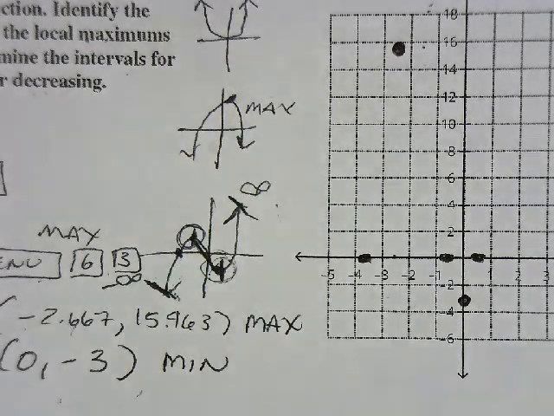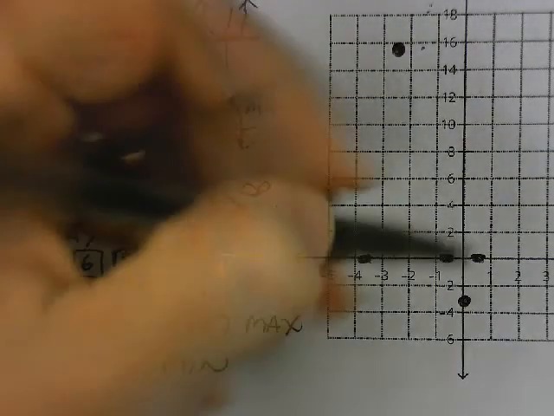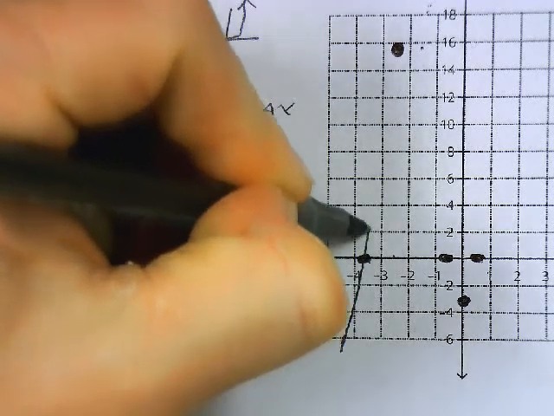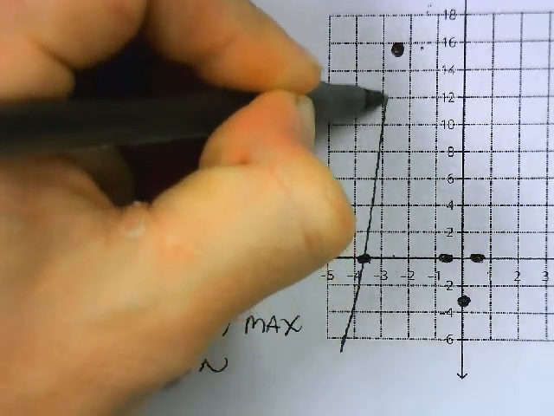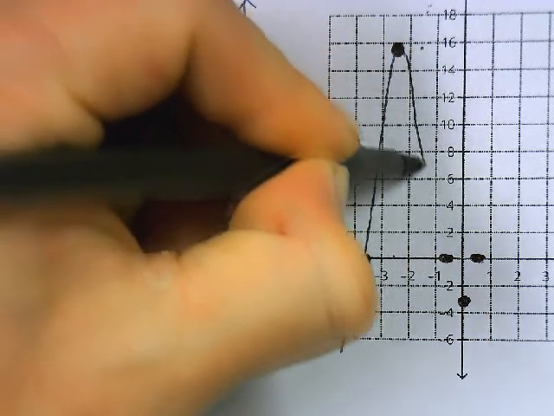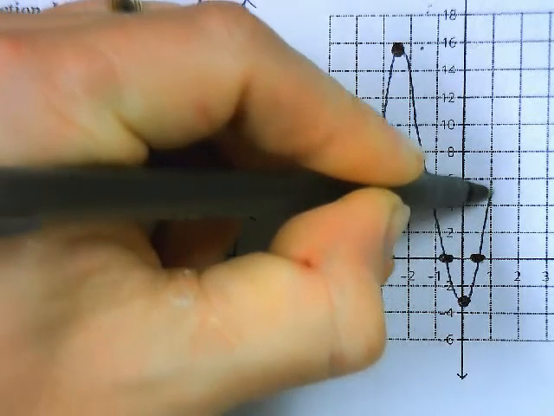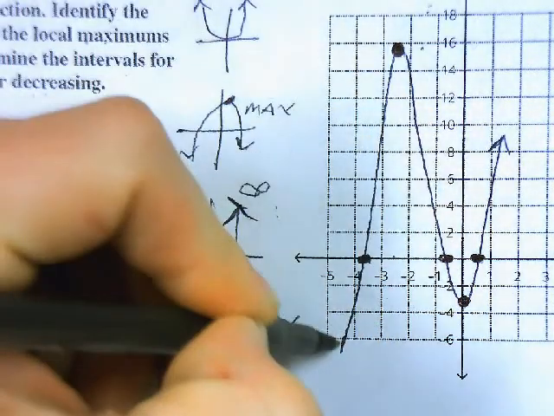So let's sketch our graph real quick. We're going to cross the axis here. We're going to have our maximum here. Cross the axis again here. Have our minimum here, and cross the axis again. Go ahead and draw your arrow markings, and we'll get set up for the next one.